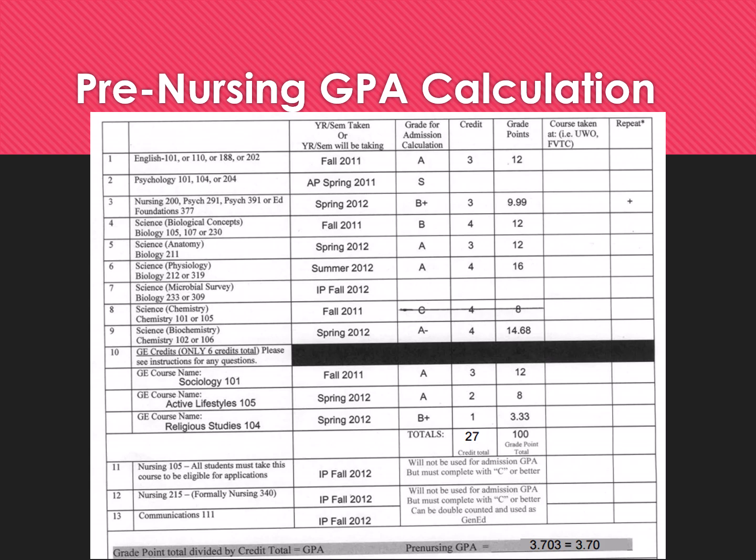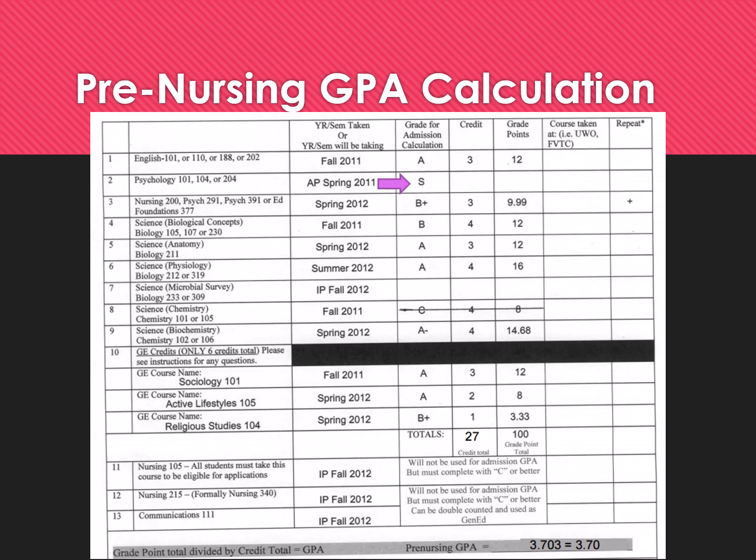Keep in mind, if you've earned any AP credit for courses, you will want to enter your grade as S and leave the credits and grade point columns blank. Also include AP in the year semester taken column.